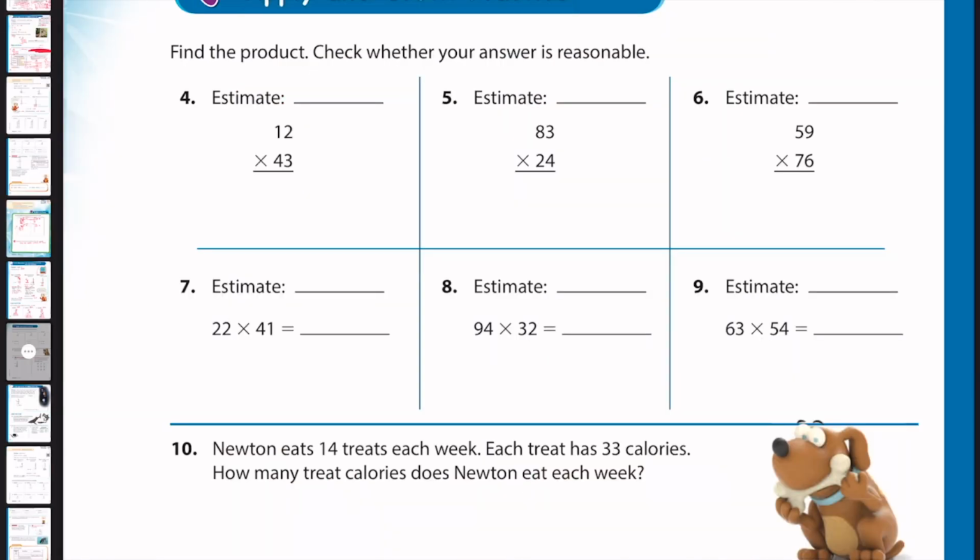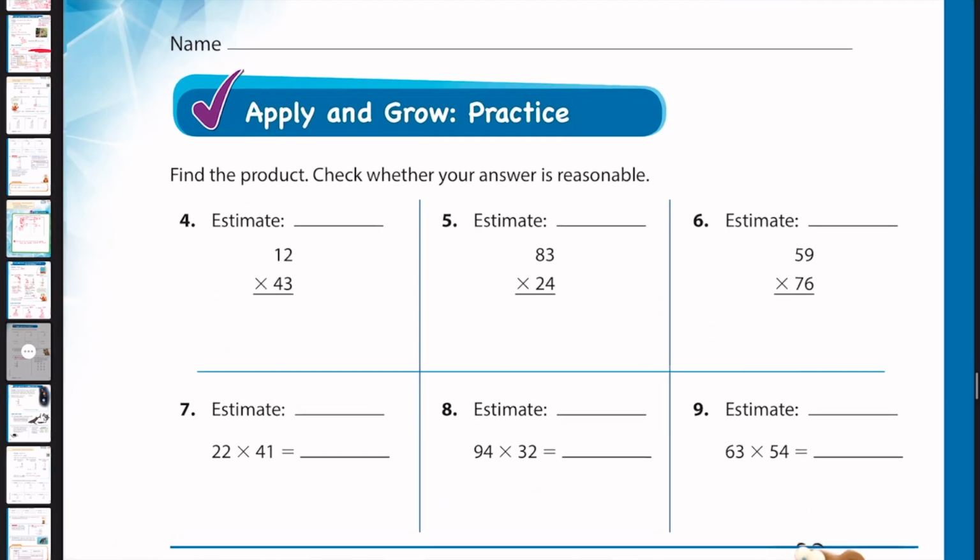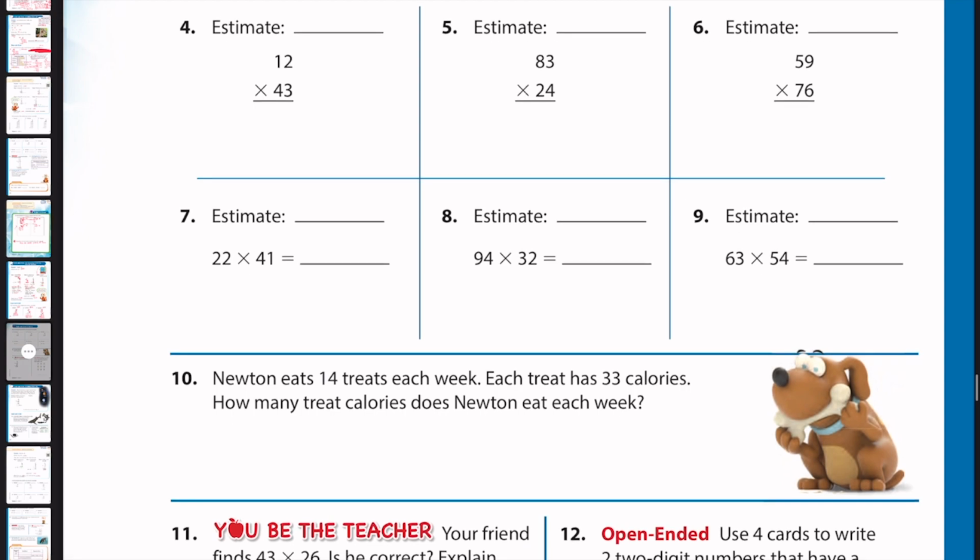Find the product. Check whether your answer is reasonable. I'm going to say this is 12 times 40, which is 400. Okay? No, 10 times 40. Yeah, 400, right? Yes, and I'm gonna move on.